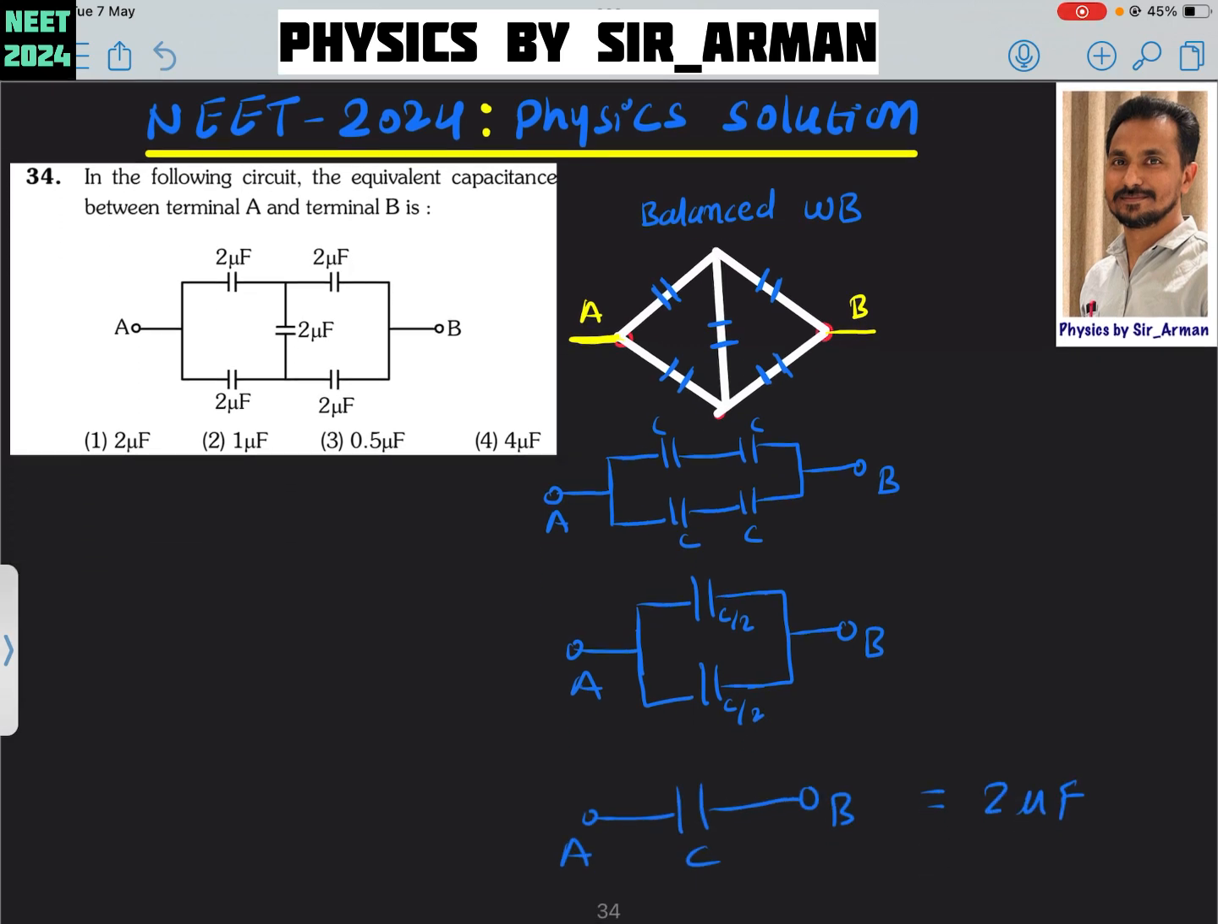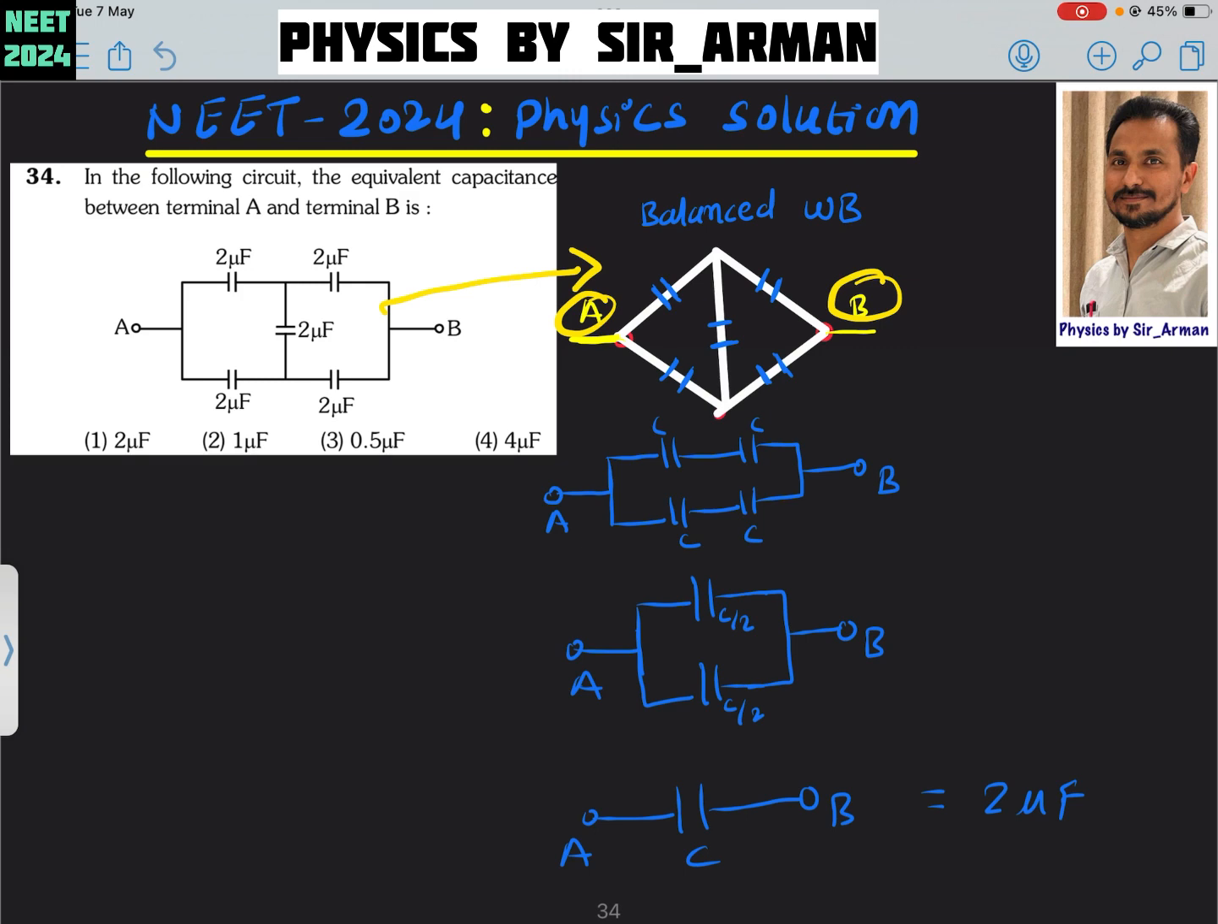Question number 34. In the following circuit, the equivalent capacitance between A and B. So we have to find the equivalent capacitance between A and B. Again it's a very easy question. You can see here it's a Wheatstone bridge. The equivalent circuit I have drawn here. This is point A, this is point B, and all the capacitors which I have placed here are the ones in the figure. So it's like a balanced Wheatstone bridge.